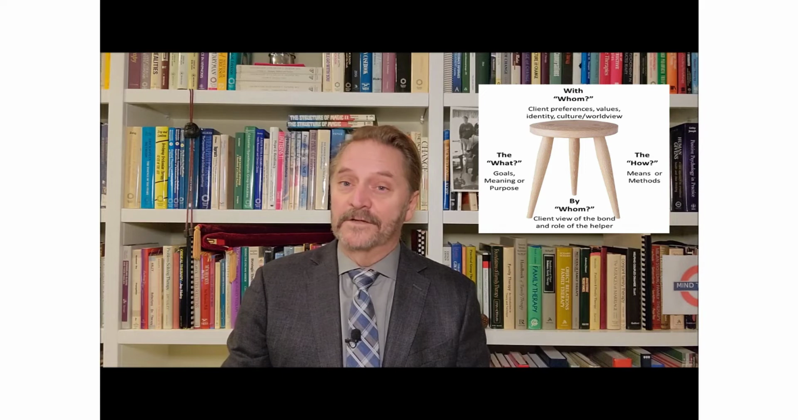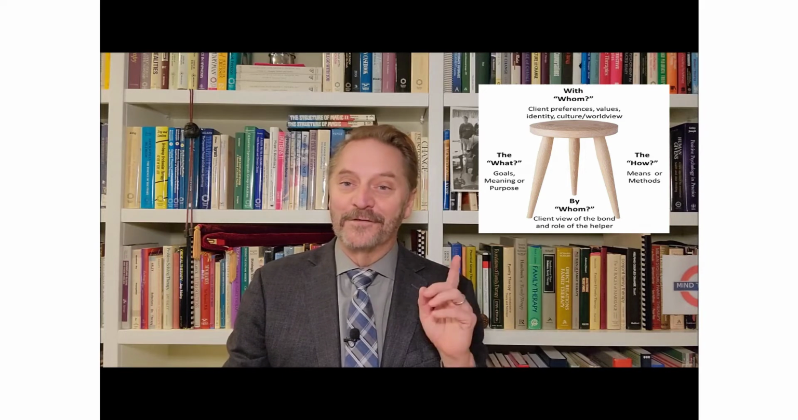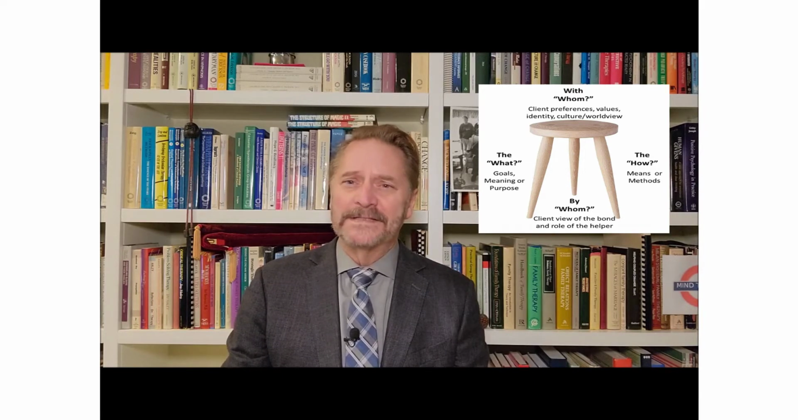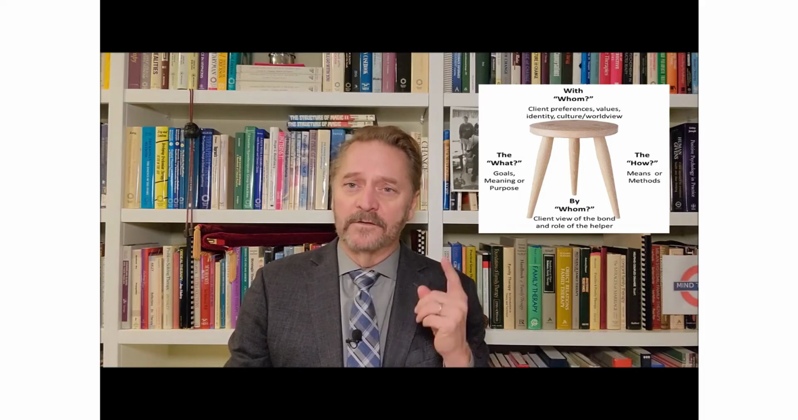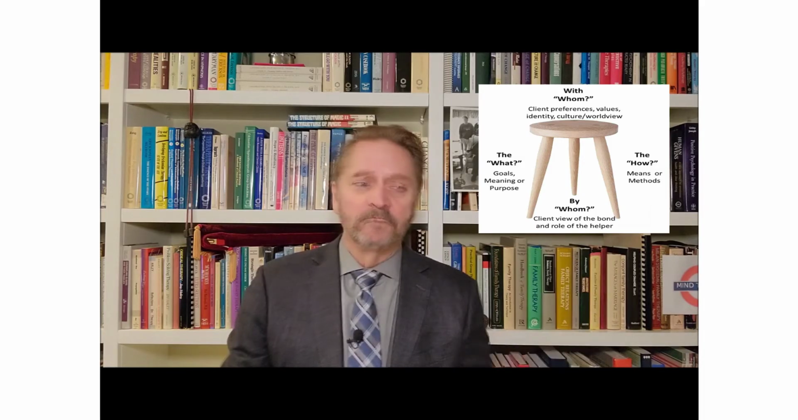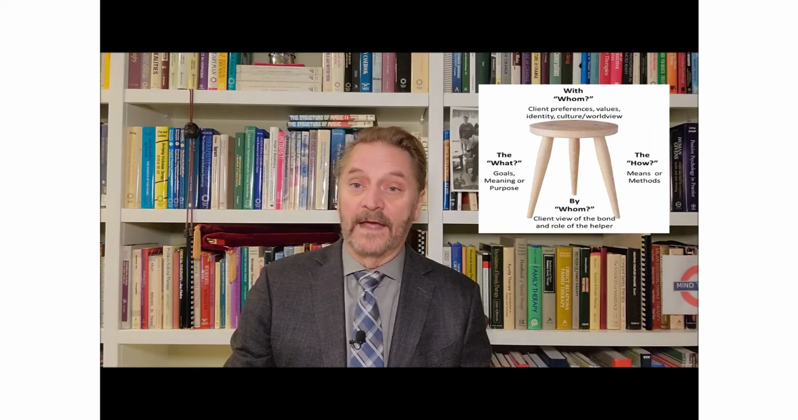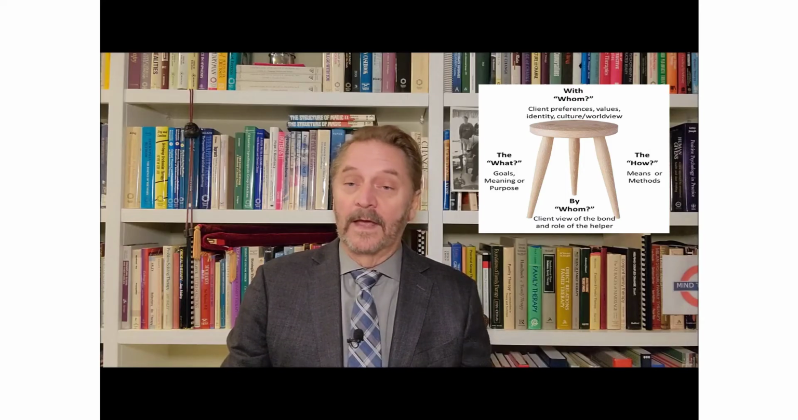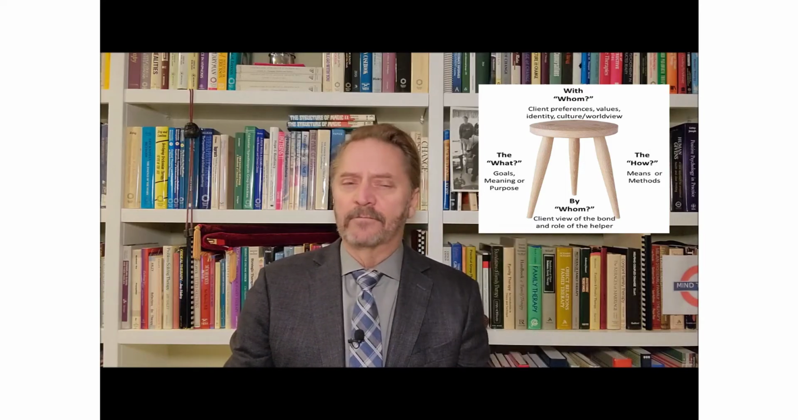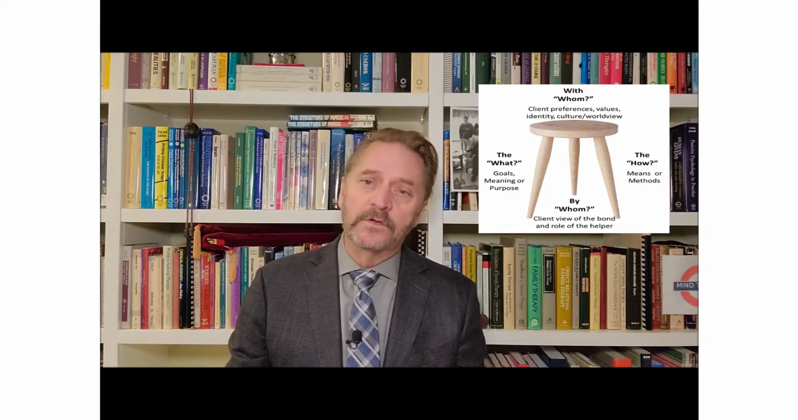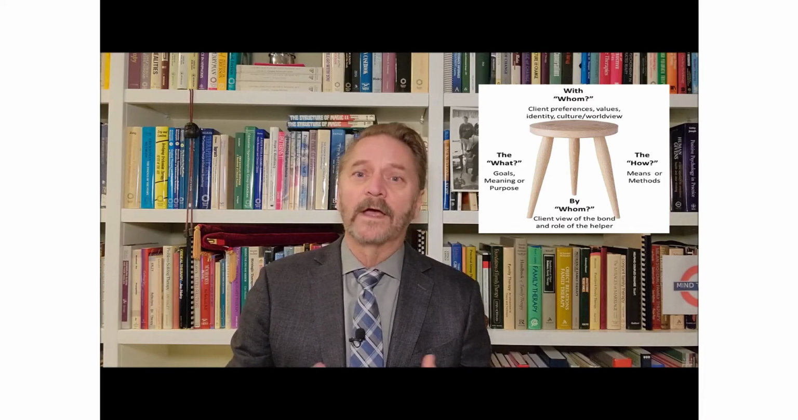The 3 legs include, with the leg furthest to the left, what is it that the client actually wants? Moving over to the right, what are the means or methods that would work for them? At the top, client preferences. How do they want to be viewed by us? What's their identity, their background, their core values, and does treatment fit with those?